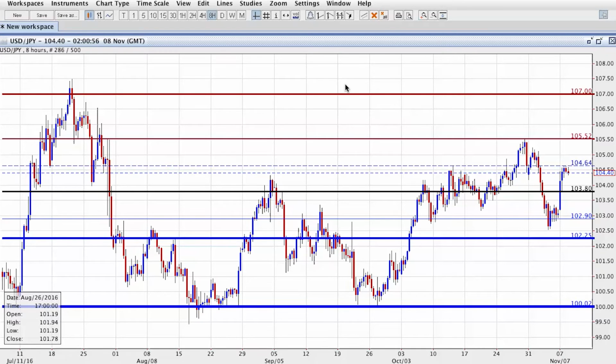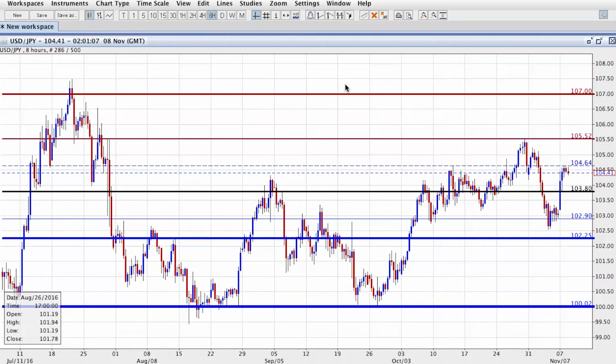Today I'll be looking at the US dollar against the Japanese yen. I'll be discussing the US elections, and I'll also be identifying the key technical levels that you need to know on this currency pair.